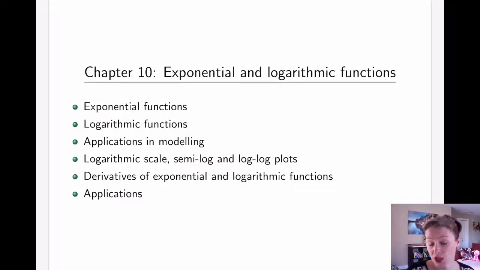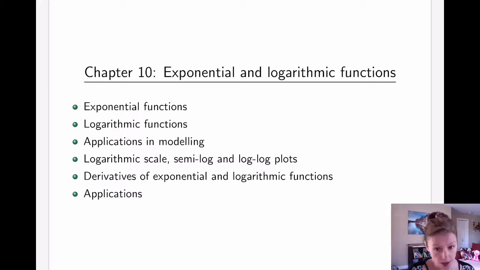We will now take a look at chapter 10, which is all about exponential and logarithmic functions. Before we start applying calculus tools to them, though, let's do a quick review of what those functions really are. So this video is the pre-calculus, sort of just-in-time support for exponential and logarithmic functions.